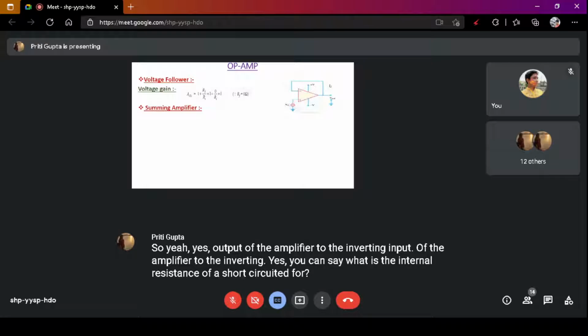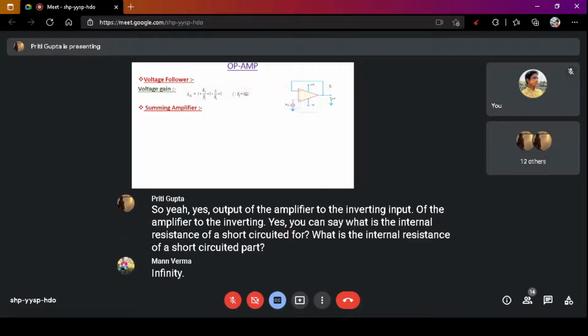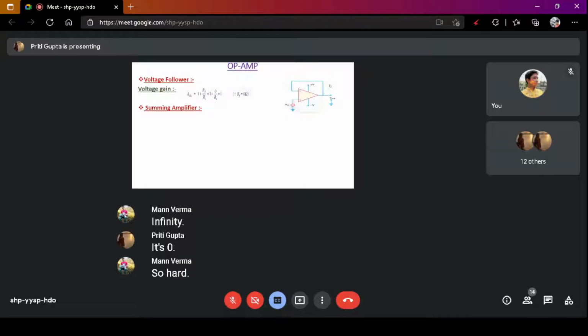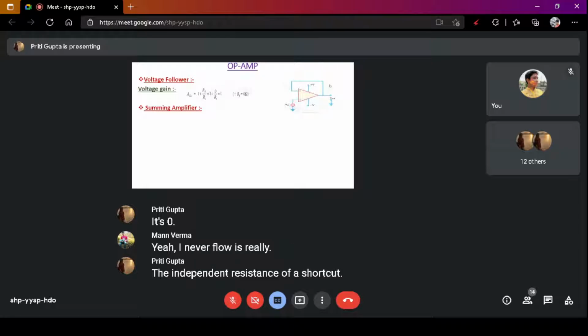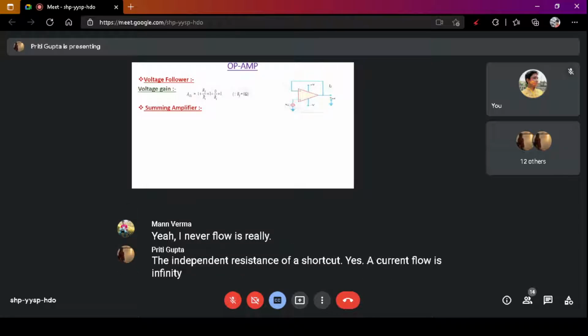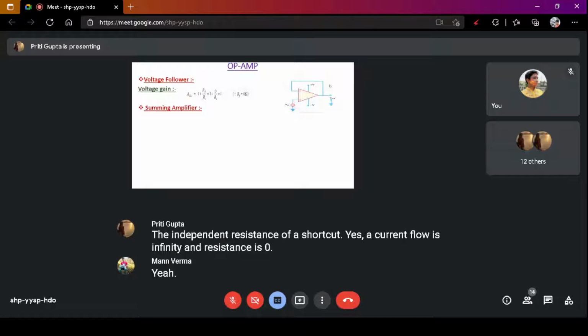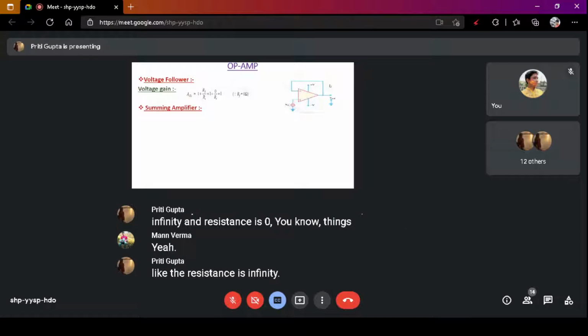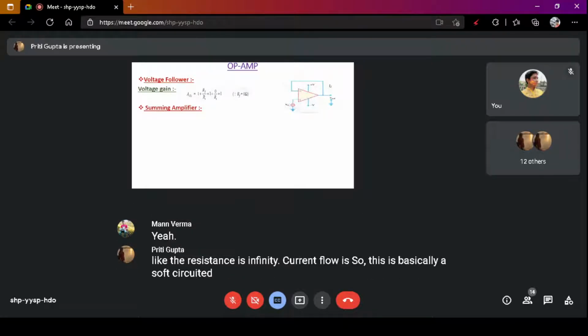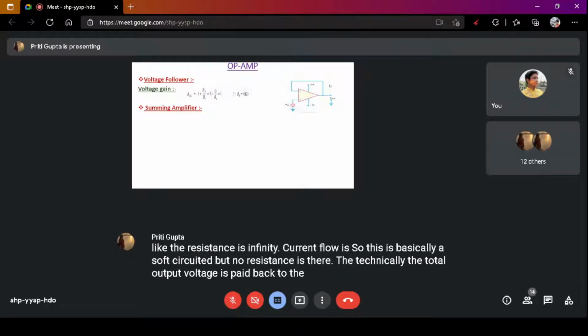What is the internal resistance of a short circuited path? It's zero. The internal resistance of a short circuited path is zero, and the current will flow easily. In an open circuit path, the resistance is infinity and the current flow is zero. So this is basically a short circuited path. No resistance is there. So technically, the total output voltage is fed back to the inverting input, right?